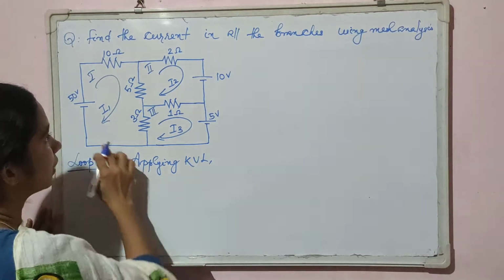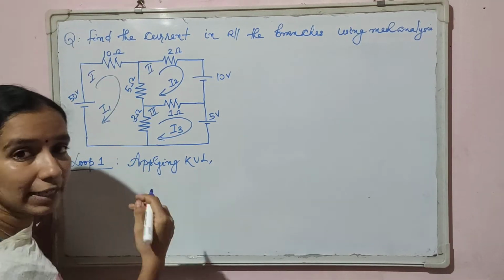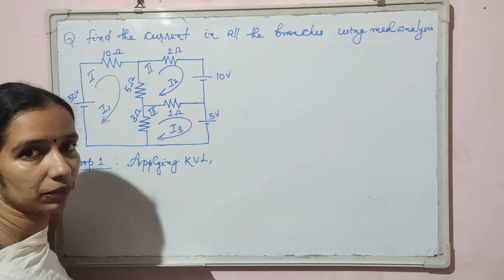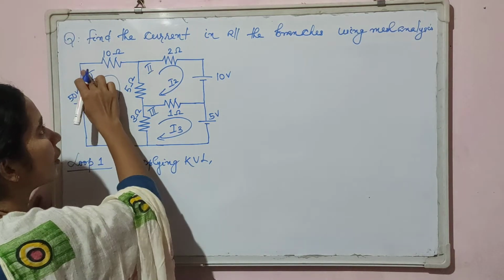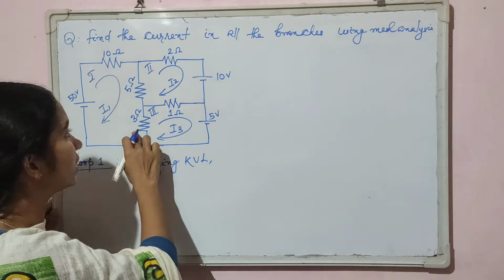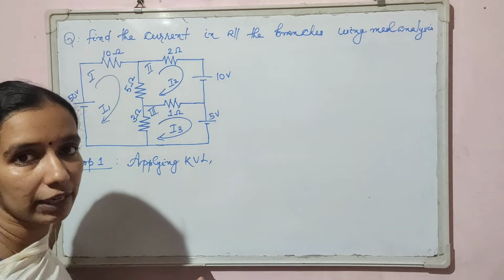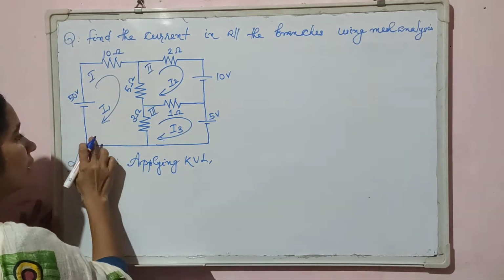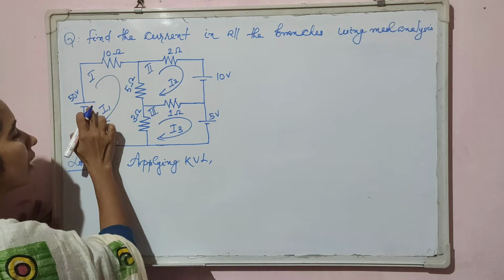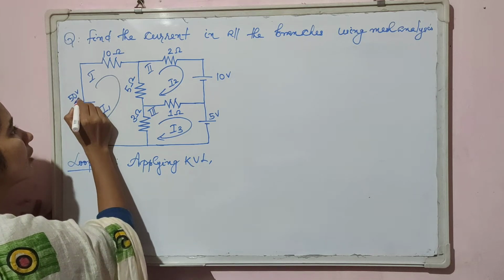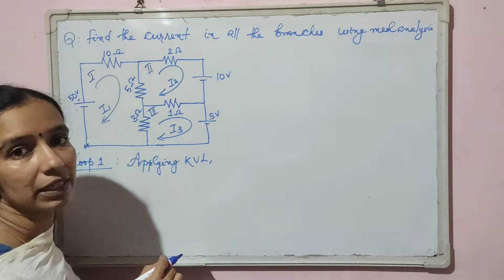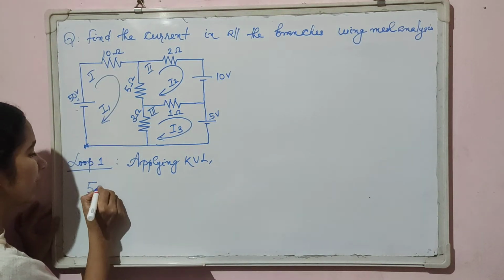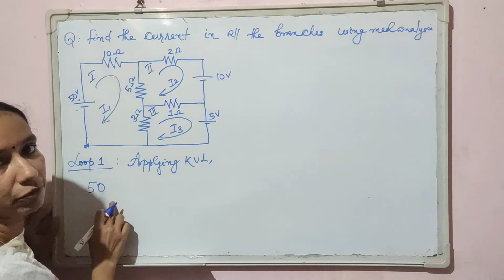So this is loop 1. Let us start tracing the circuit in any particular direction. I am going to trace the circuit in clockwise direction, that is the same direction as that of the current flow. I will be starting from this particular point. When I am moving like this, I am moving from the negative terminal to the positive terminal of the battery. So there is a rise in potential, and battery voltage should be taken as positive, that is plus 50.